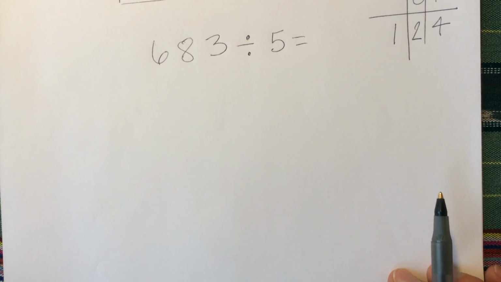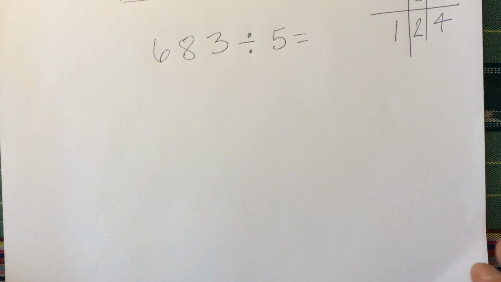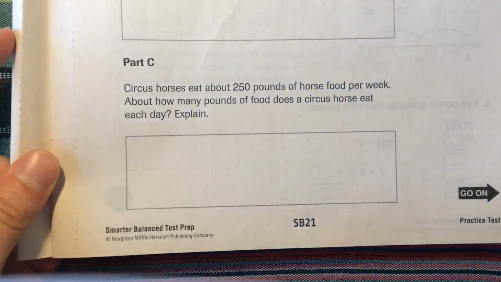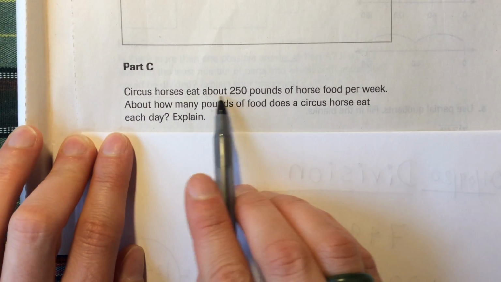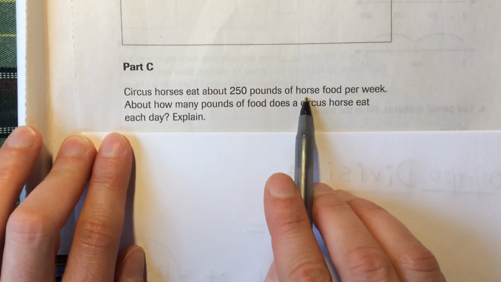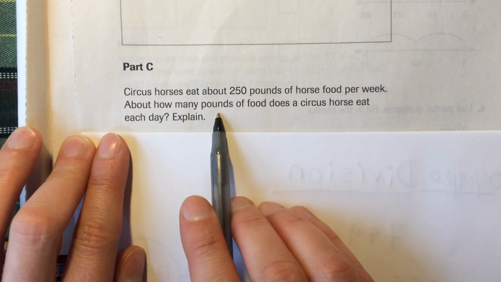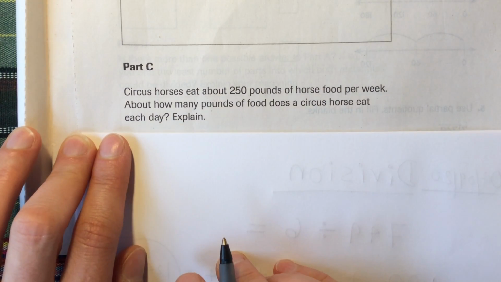Okay. And I want to do one more. And I'm going to turn over a new page. Okay. And this one is, guess what? A word problem. So circus horses eat about 250 pounds of horse food per week. About how many pounds of food does a circus horse eat each day?